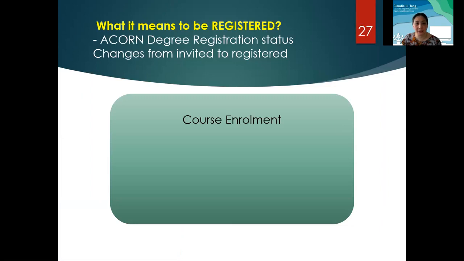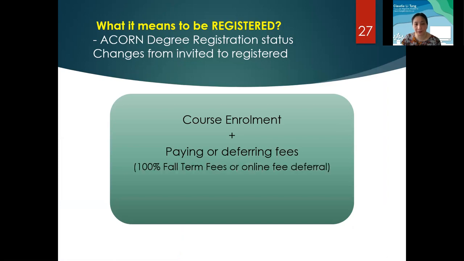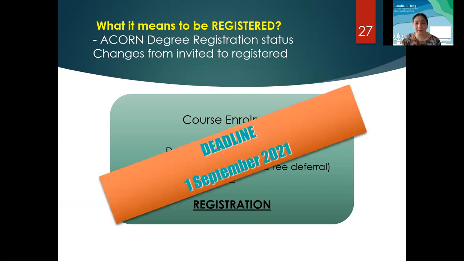Okay, so what does it mean to be registered? Course enrollment: you have to enroll in courses, plus pay your fees or defer your fees, which is equivalent to the first 100% of the fall term fees, and that equals registration. And that date is September 1st, 2021. If you have any financial issues or would like to speak to a financial aid counselor, you're welcome to do that, preferably before that date. So just make sure that you do reach out if you have difficulty meeting that deadline.